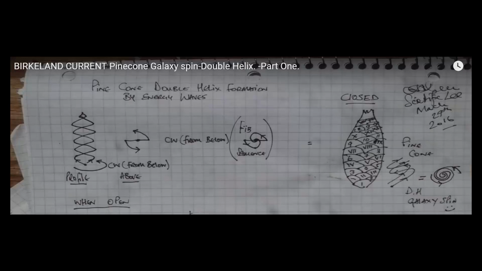Okay, today we're talking about the Birkeland current pinecone galaxy spin, which is in everything. It is double helix energy flow. I put up a video about pinecones the other week showing how they are constructed, that they have two leaders that spin up. Then I showed another video that showed how the petals are made from a rollover halo wave. And so this is how all plants grow.